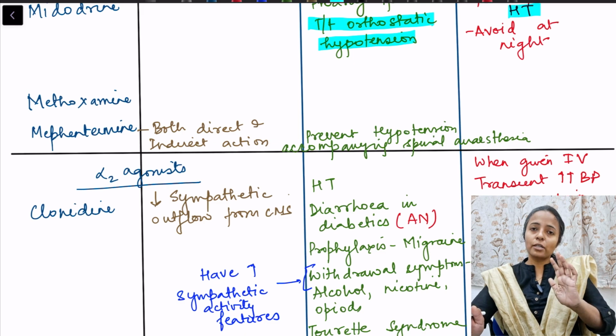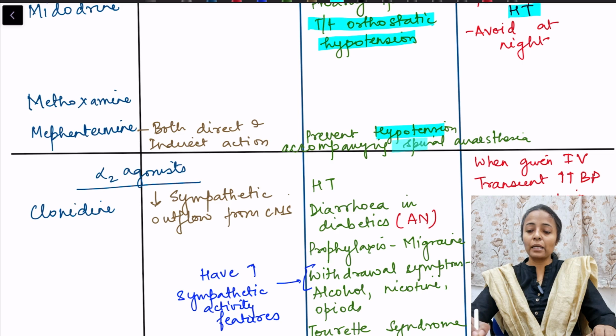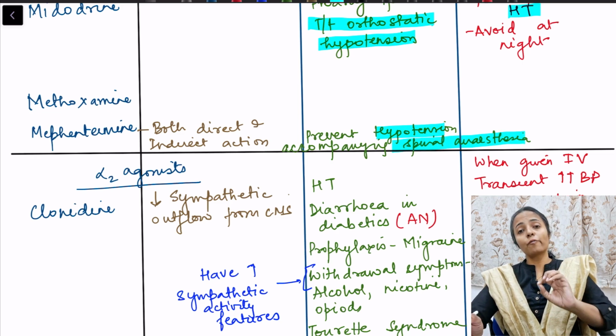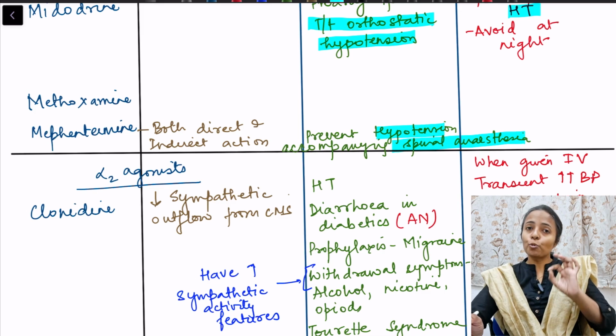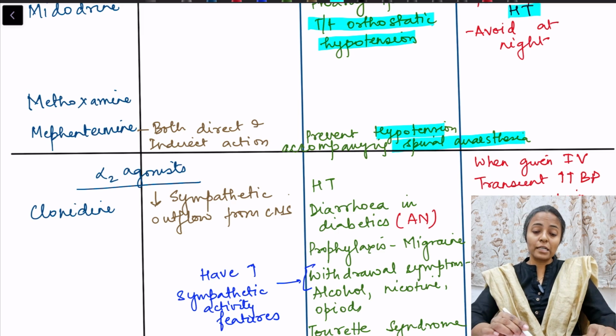But hypotension can occur due to other reasons also, like orthostatic hypotension I told you, so midodrine is used. Then mephentermine is used to prevent hypotension which accompanies spinal anesthesia. In spinal anesthesia, there is a block of the sympathetic outflow, so to prevent that hypotension, mephentermine is given. Here we are studying it under alpha 1 agonists, but mephentermine we saw in mixed acting drugs. Okay, so it has both direct and indirect action.